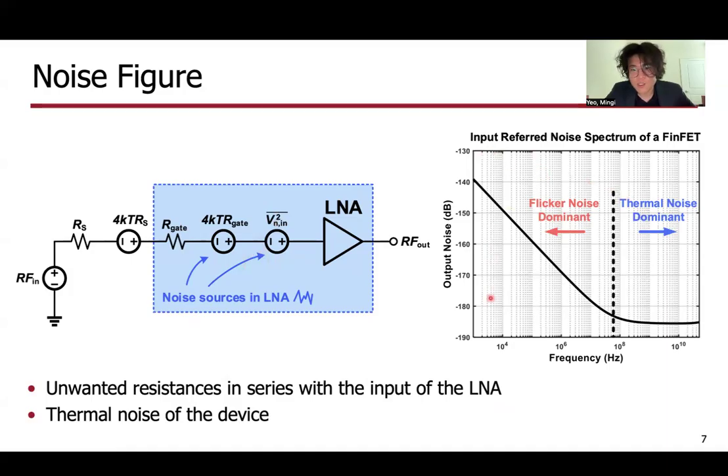The plot to the right shows the noise spectrum of a FinFET device. At the lower frequencies, the flicker noise is dominant, and after some corner frequency, thermal noise will be more dominant. At the millimeter wave frequency range that we are working with, we are far into this thermal noise region, and so we typically only consider the thermal noise effect from the device.